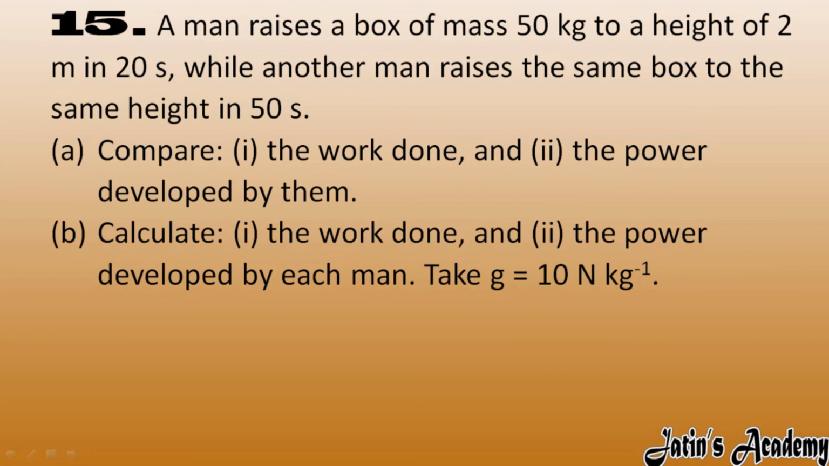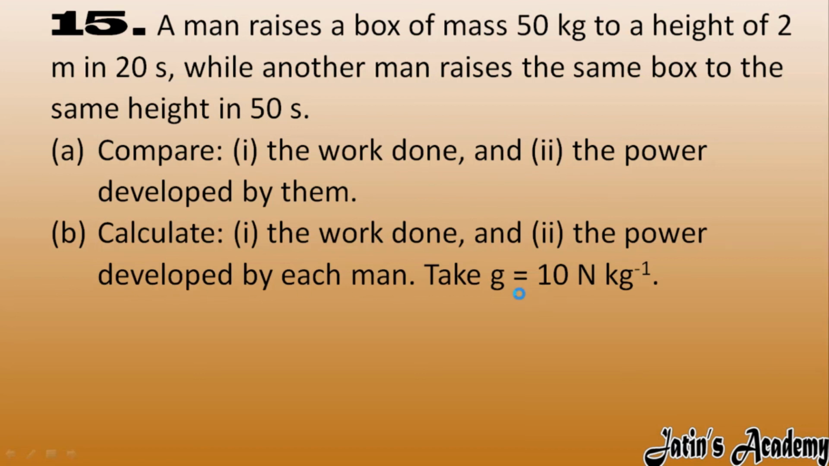Next question we have: a man raises a box of mass 50 kg to a height of 2 meter in 20 seconds, while another man raises the same box to the same height in 50 seconds. We have to compare the work done and compare the power developed by them. Next we have to calculate the work done and power. Means in the first case we have to find the ratio, and in the next case we have to calculate the value. G value is given as 10.